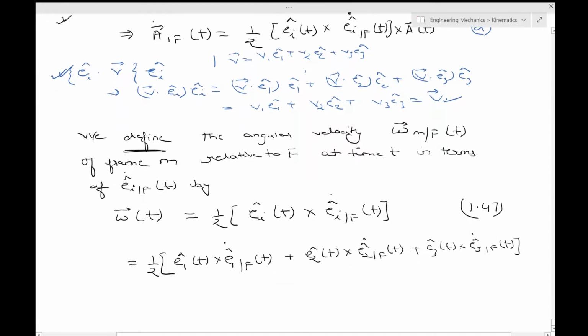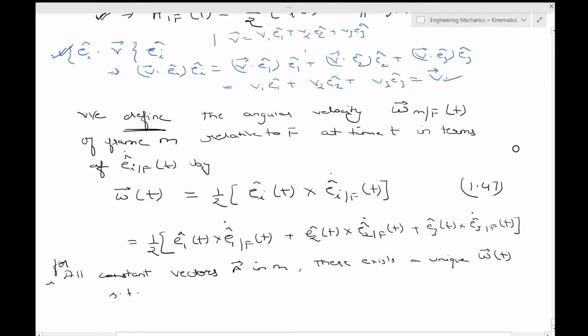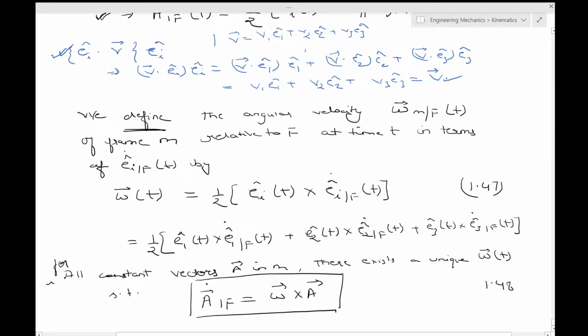So you have to look at this equation, which would show that for all constant vectors A in M, there exists a unique omega of t such that A dot f is equal to omega cross A. This is a very, very important relation, especially when it's valid for any constant vector in M. Okay.